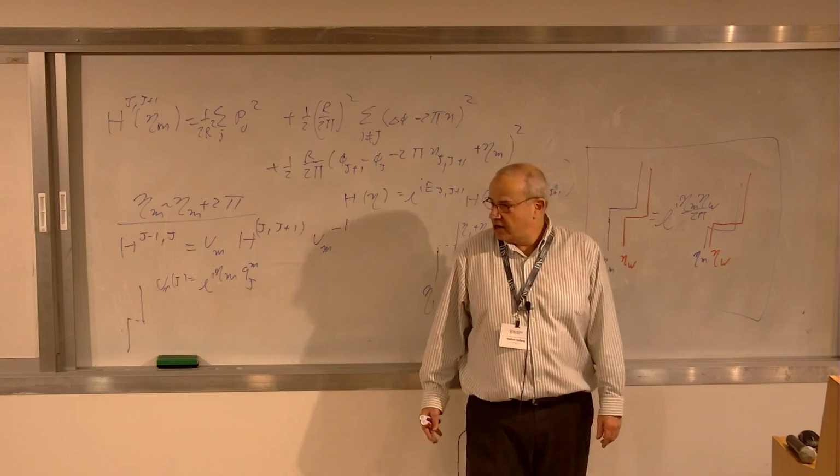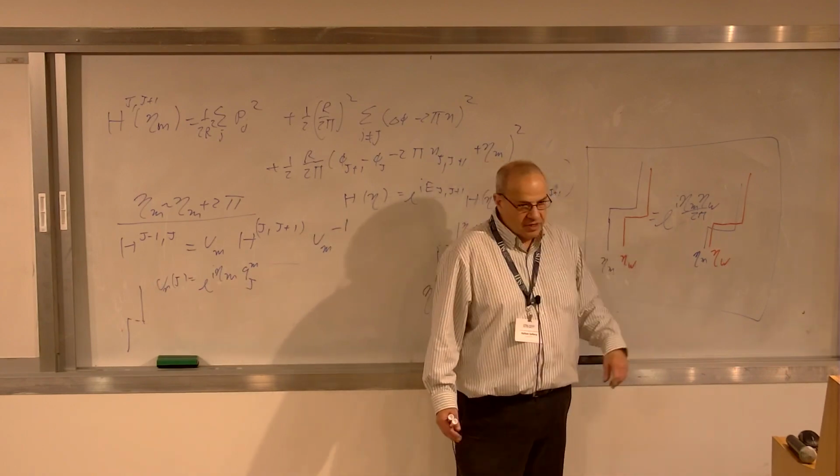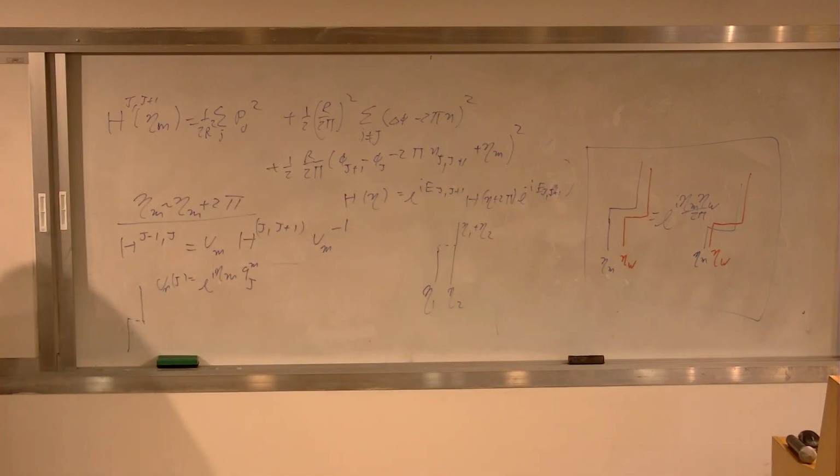That's an anomaly. This presentation of the anomaly, in terms of defects, is preferred to the one I started with. Because the one I started with assumed that there are currents, the symmetry is U1, and there are currents and conservation laws, etc.